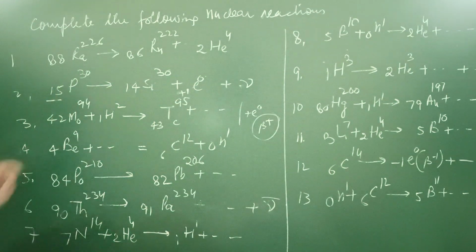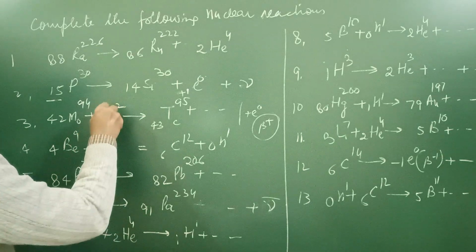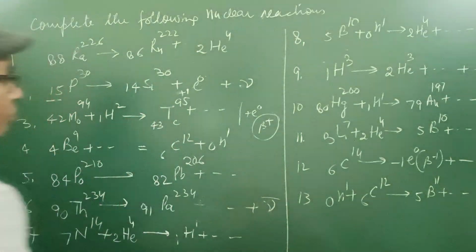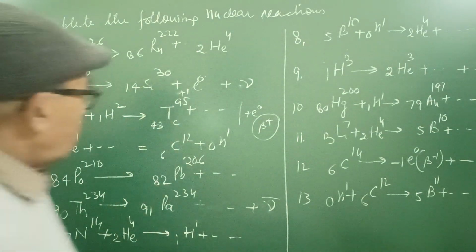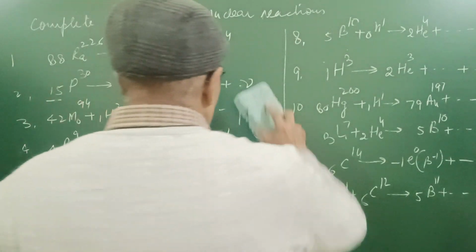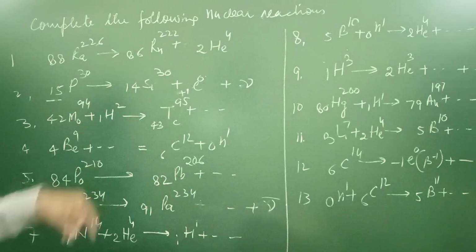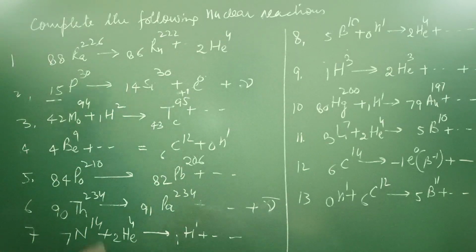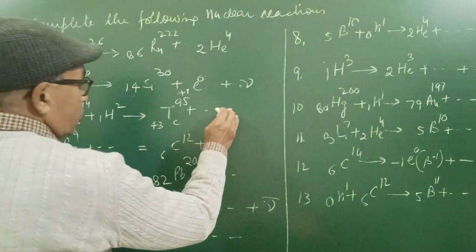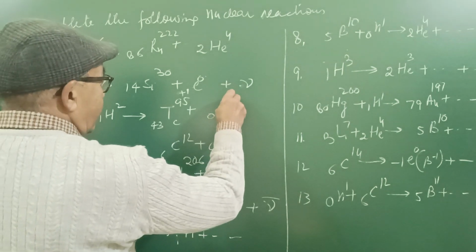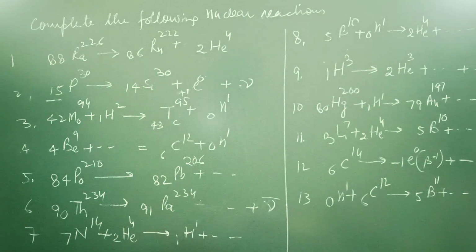Positron. 42 molybdenum 94 plus 1H2. You know 1H2 is deuteron. So 43. The mass number has become, what? The total mass number is complete. Sorry, the atomic number, where did it go? The atomic number is complete, 41. So the next missing one will have 0 atomic number. Mass number 1, a neutron, so it is 1 here, at mass number 1 is the neutron.